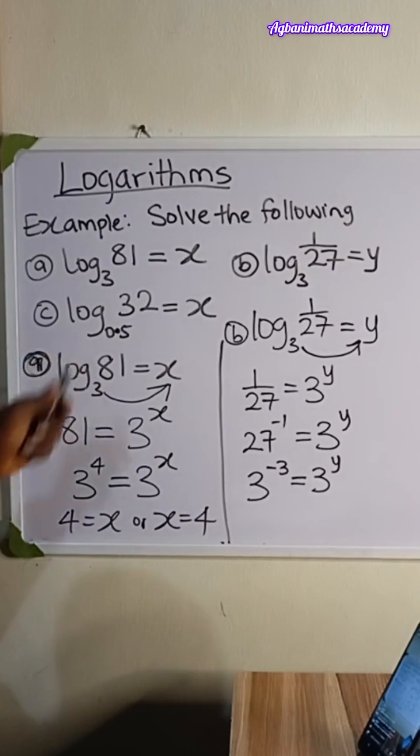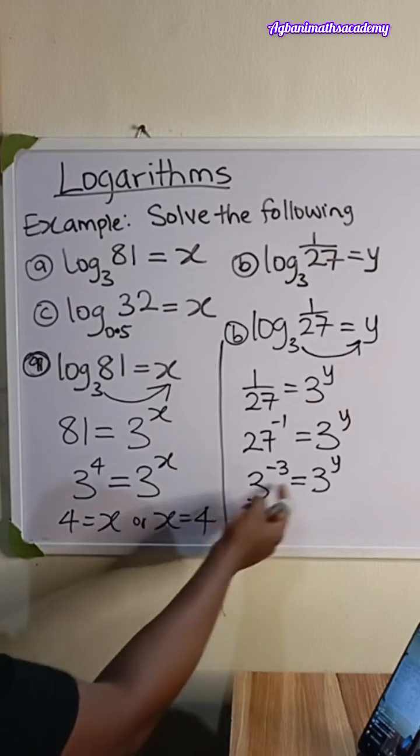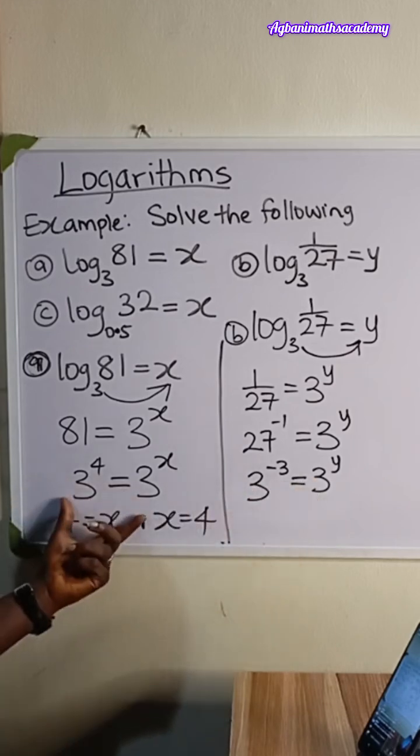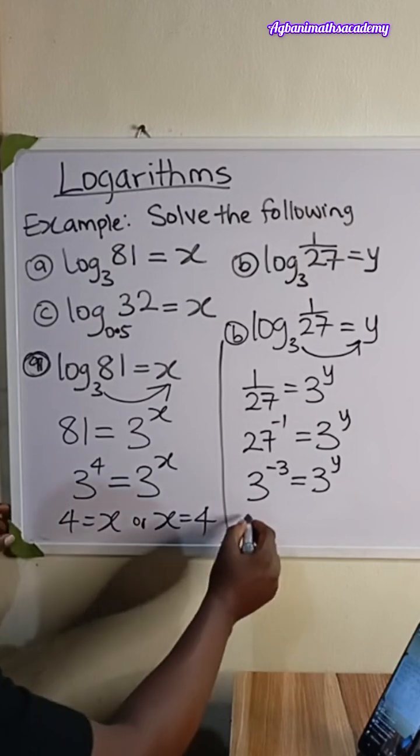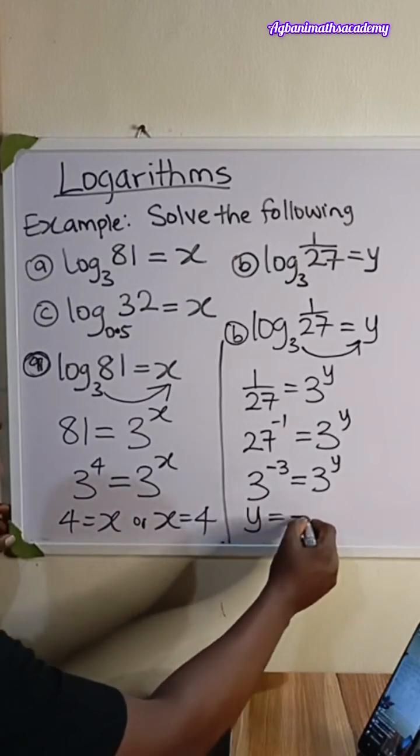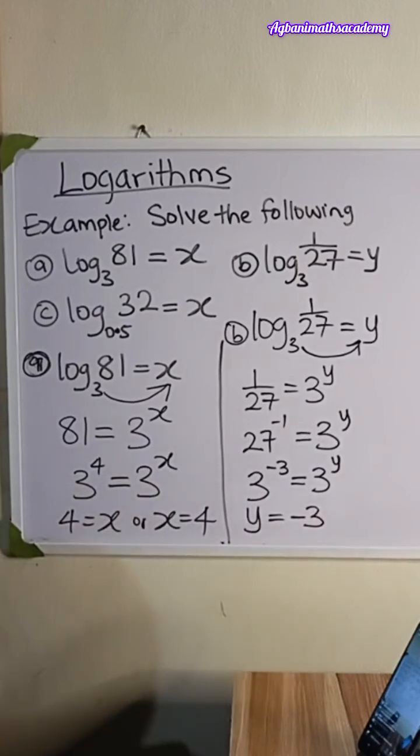C, we haven't done C yet. Okay, so since the bases are the same, just as we did in this other question, we equate the exponent. So y is equal to minus 3. That becomes the answer. Y is equal to minus 3.